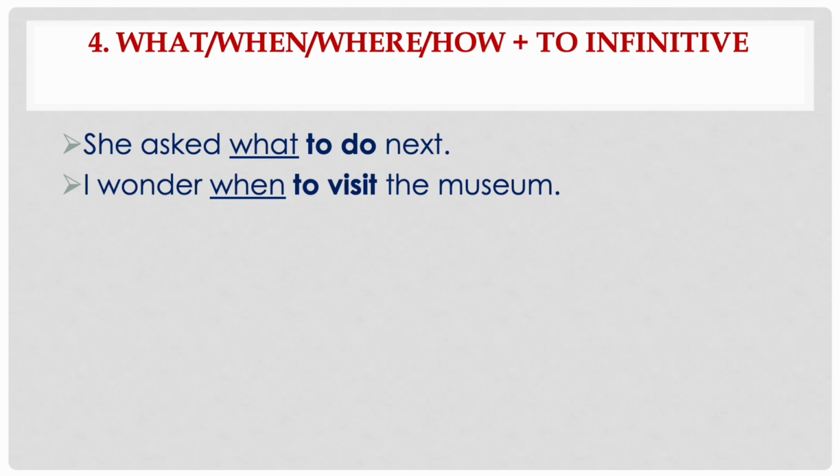Next, we can use what, when, where, or how before a to infinitive. This structure is common when we are not sure about something or need more information. For example, she asked what to do next. So far, we have learned how the to infinitive is used after question words like what, when, where, or how. This makes our sentences more natural and flexible.